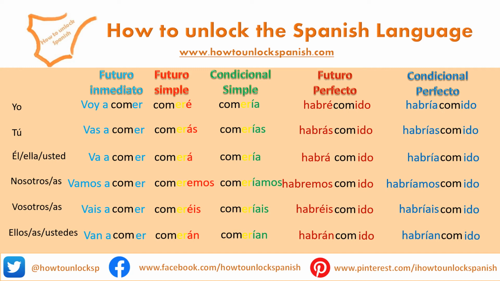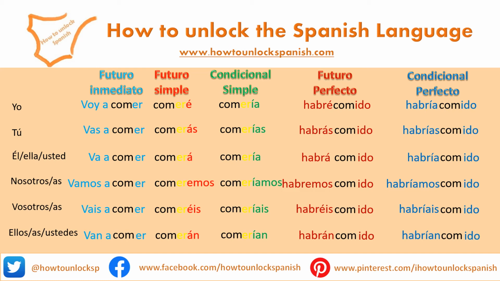And now let's conjugate the conditional simple tense. The conditional is the I would tense. So I would eat, like I would eat paella every day. Comería paella todos los días. Is conjugated as in the future simple, keeping the ending of the infinitive tense. And then we add the endings of the conditional.